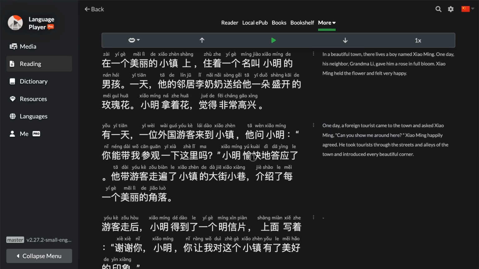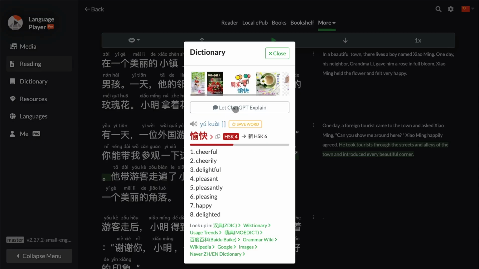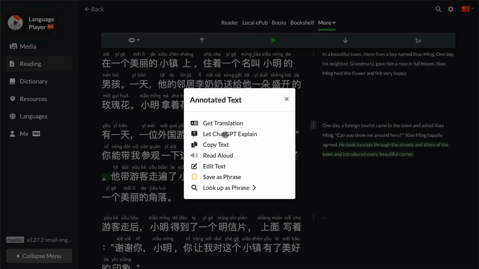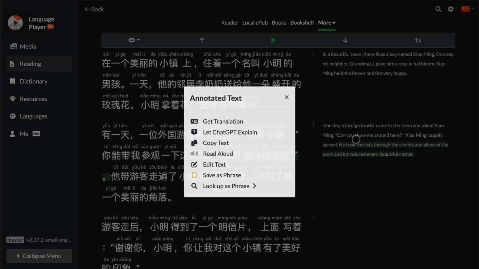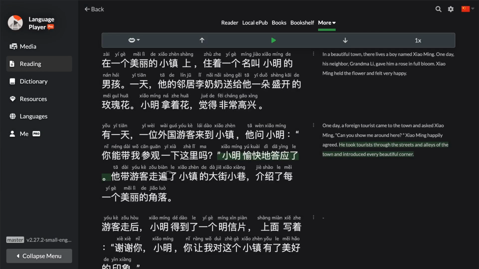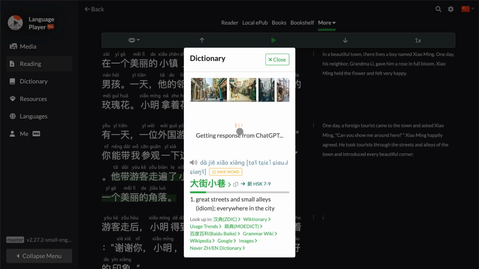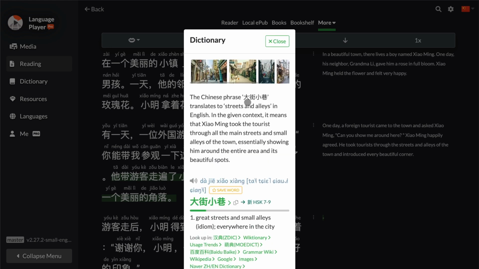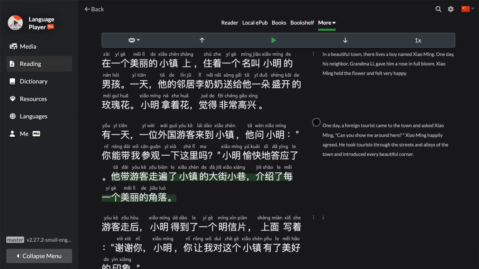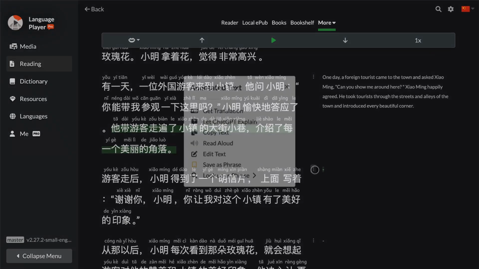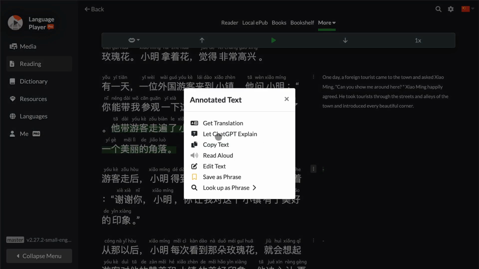And of course, you can press on it and ask ChatGPT to explain a particular word, or you can press on the three dots icon and ask ChatGPT to explain this entire line. For example, if I have problem understanding 大街小巷, okay, let me ask ChatGPT to explain it, and it says the Chinese phrase 大街小巷 translates as streets and alleys. And these images on top also help you understand what that is. And you can, of course, also, like what I mentioned, press on the three dots button and let ChatGPT explain.